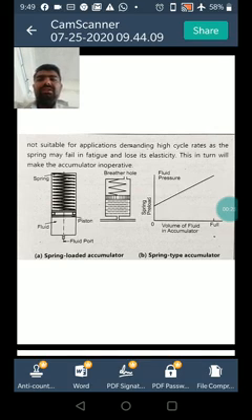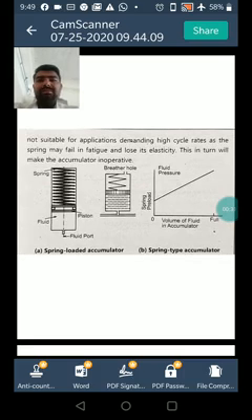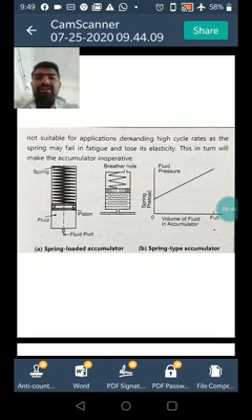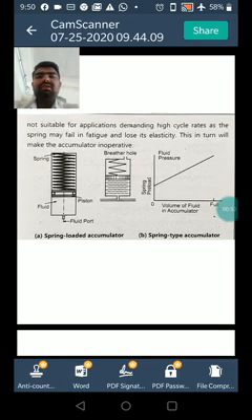Figure A shows the construction features. The spring is the source of energy acting against the piston. The pressure created by this type of accumulator depends upon the stiffness and preloading of the spring. Further, the pressure exerted on the fluid is not constant. It typically delivers a low flow rate of oil at low pressure.